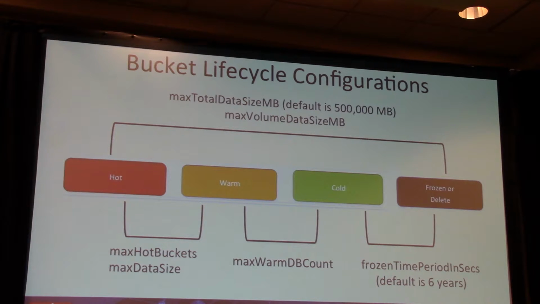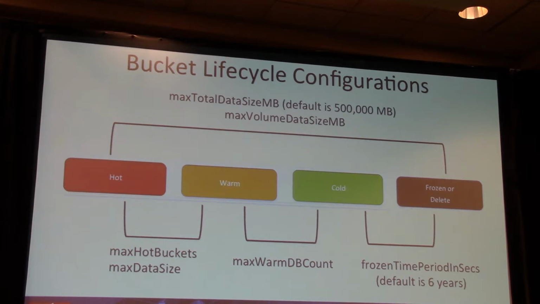These are some of the configurations that control when buckets move from one of these phases to another. As you can see, they're controlled in a couple of different ways. One is by the data size within various stages. So you can say that this is being stored on a 10 terabyte RAID, and somewhere around 8 terabytes you need the data to fall out of the system.